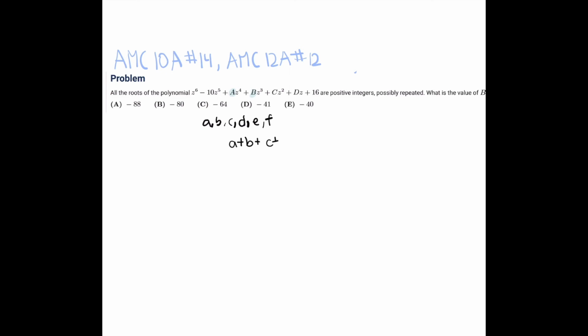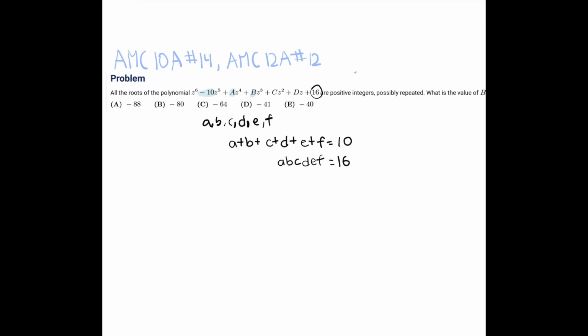So a plus b plus c plus d plus e plus f equals negative b over a, or in other words 10, because it's negative 10 over 1 since there's no coefficient for z to the power of 6. Now the product of a, b, c, d, e, and f would equal positive 16 over 1.